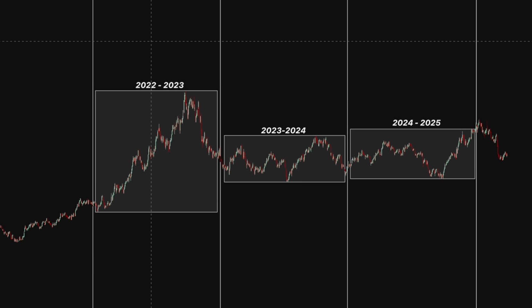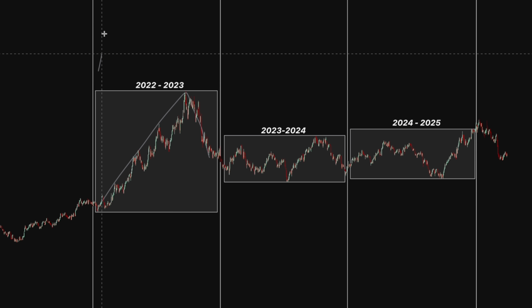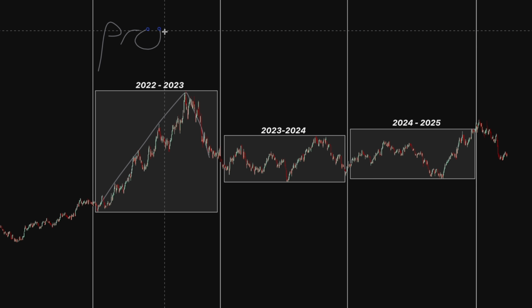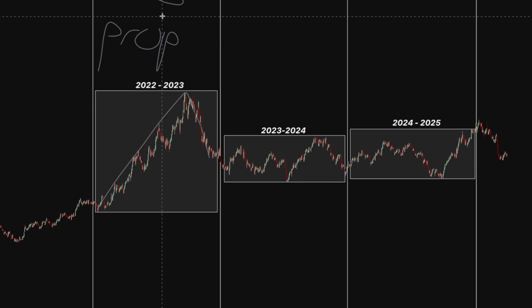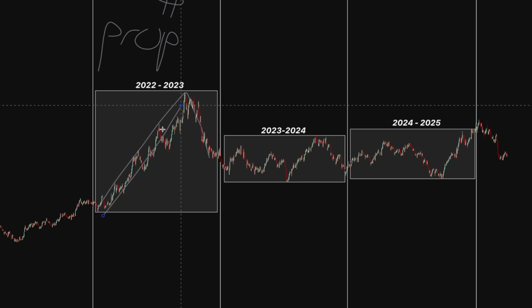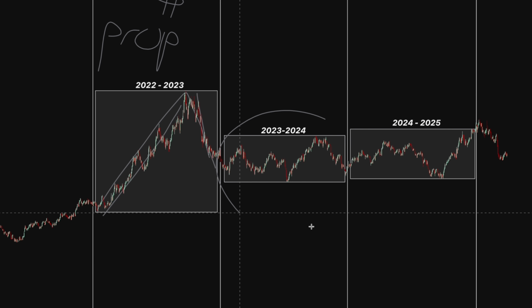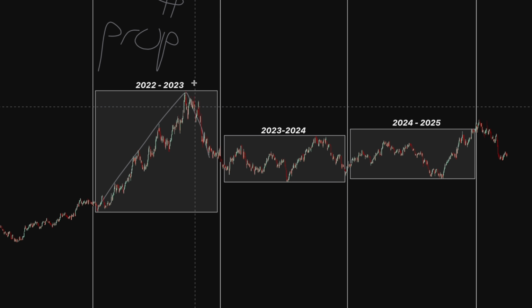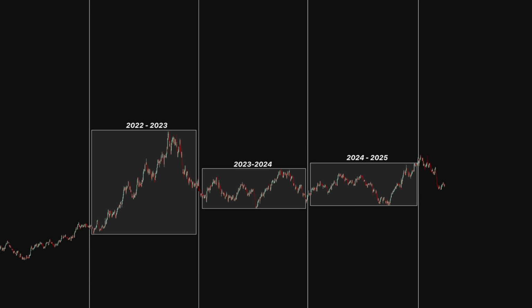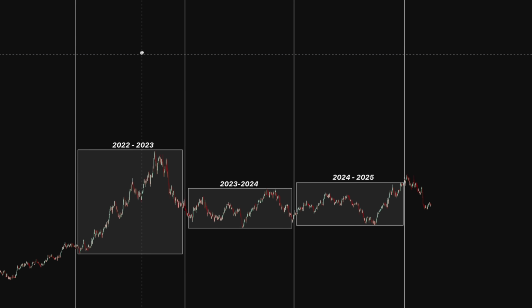2022, 2023. This little phase here of the move up and the move down, this was the prop bubble, if you like. This is where we saw a lot of people get funded, and this is where they made a lot of money. But look at the phase of the market, very directional, as in it's just straight up and then straight down. Then we go into this cycle, and this is really interesting, because a lot of people that were making money, funded, or scaled up their capital in here were doing really well.